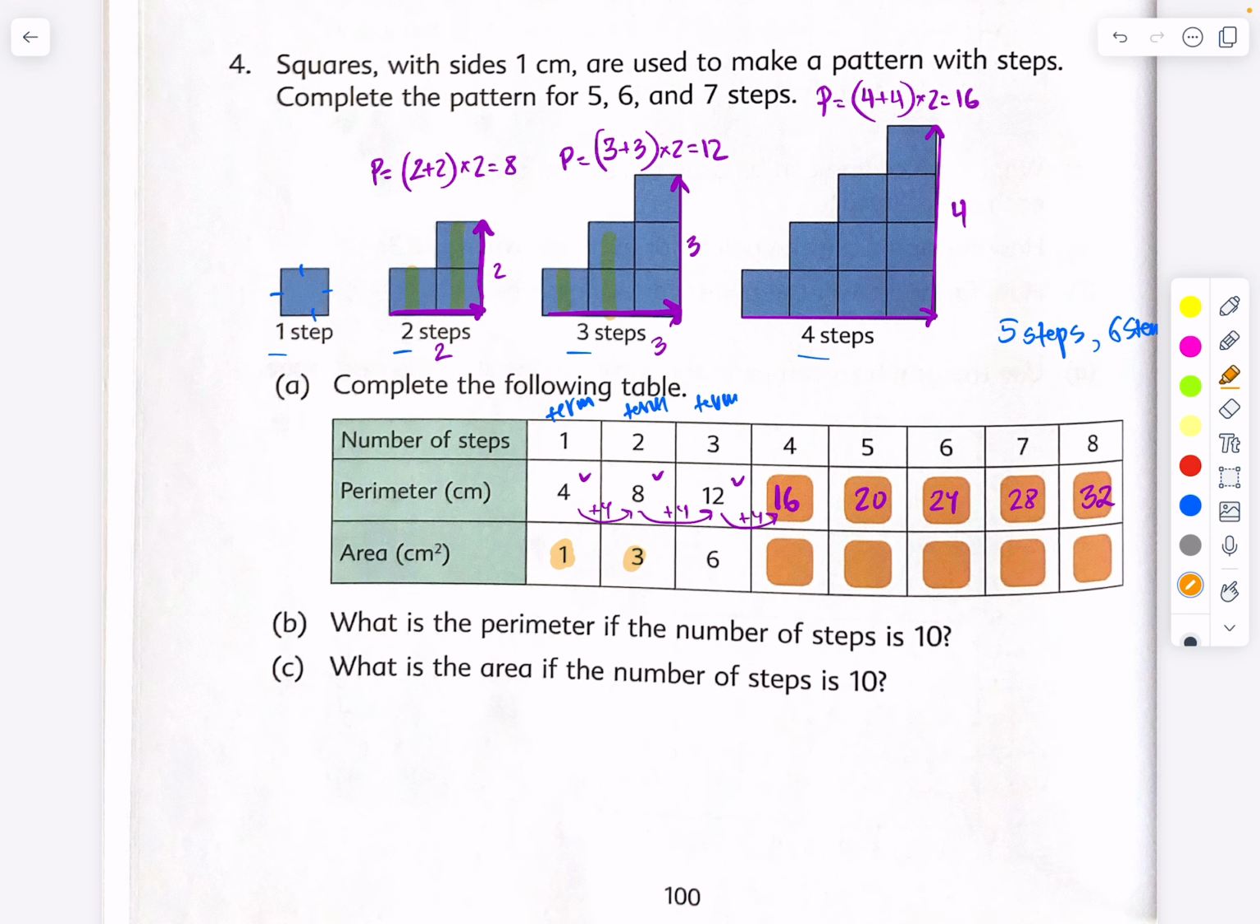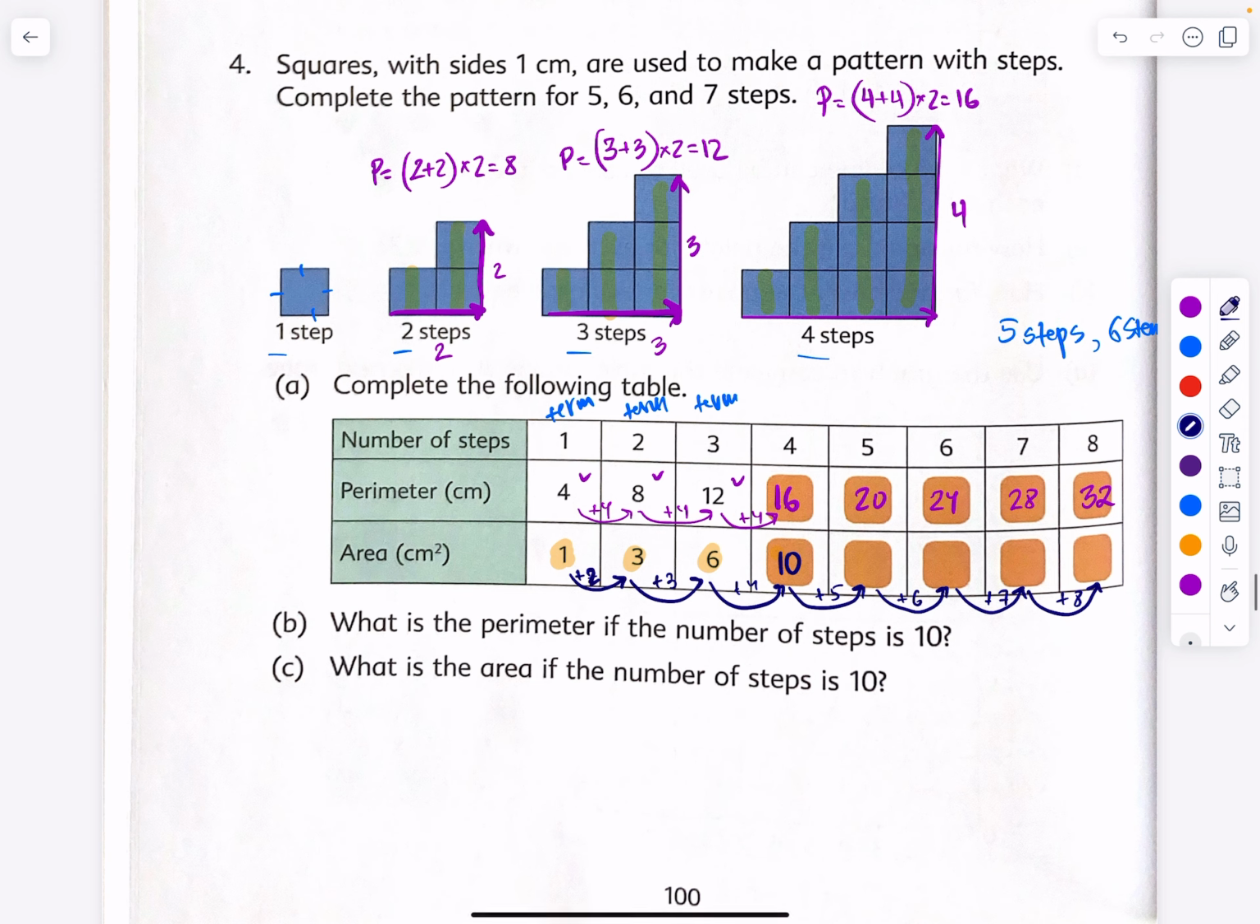Notice what happened when we have 3 steps. 1 plus 2 plus 3. 1 plus 2 plus 3 is 6. In the next pattern, 1 plus 2 plus 3 plus 4. And we have, let me write down, we have 10. So every time, plus 2, plus 3, that's another staircase added. Plus 4, the next one will be plus 5. Plus 6, I hope you're following me, plus 7, and plus 8.